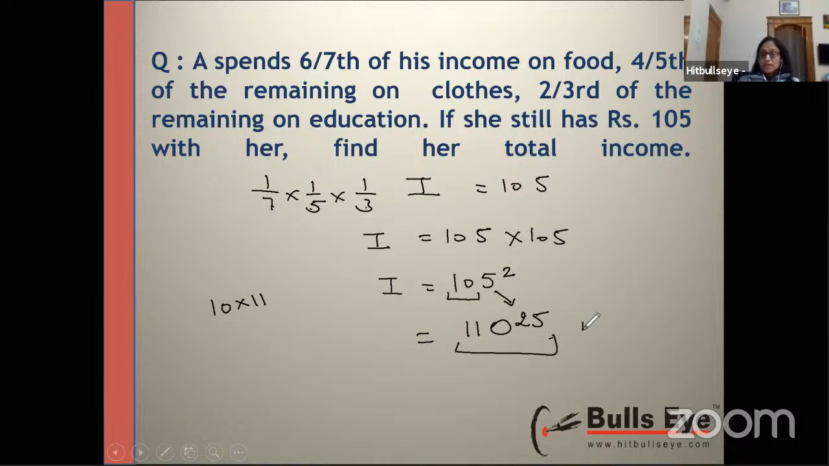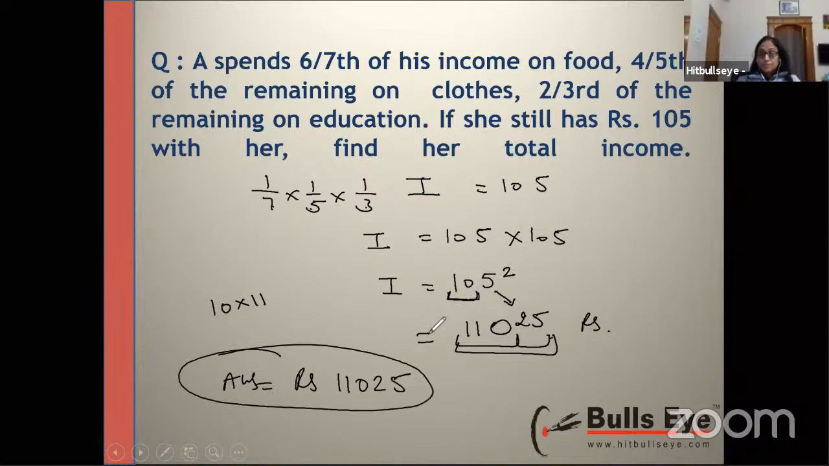Is it clear, everyone? So the shortcut of squaring a number ending in 5, I'm repeating, 5 will be written as 25. What is left over will be multiplied by its successor. So 10 got multiplied with 11 to give me 110, which will be written on the left of 25, and together it becomes the answer. So the answer is rupees 11025. Any doubts? Any doubts with this question?